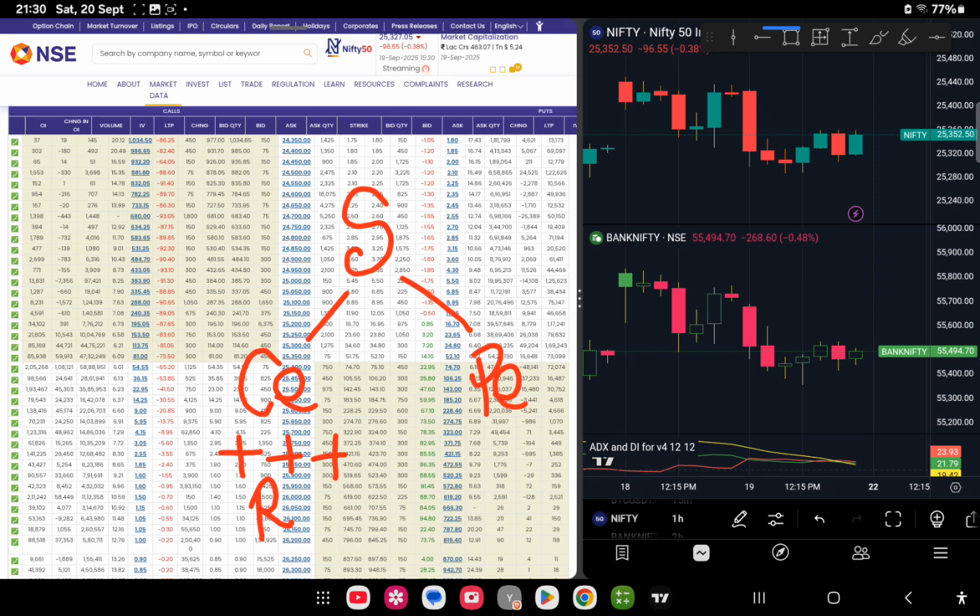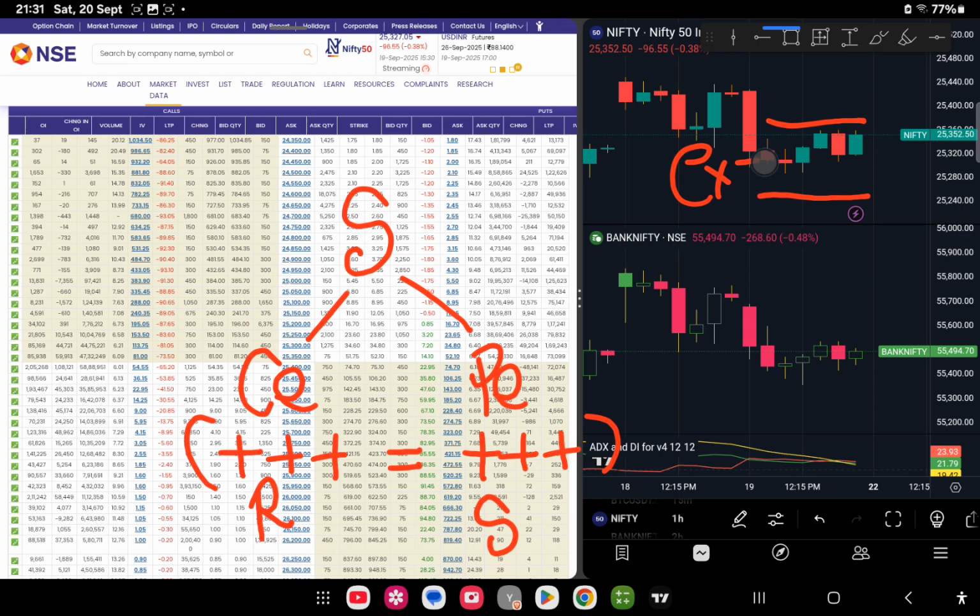will fall down because that acts as a resistance. If added on the put side, that acts as a support. If equally added on both sides, that means the market will remain sideways. Example, here you could see this becomes the resistance and this becomes the major support.